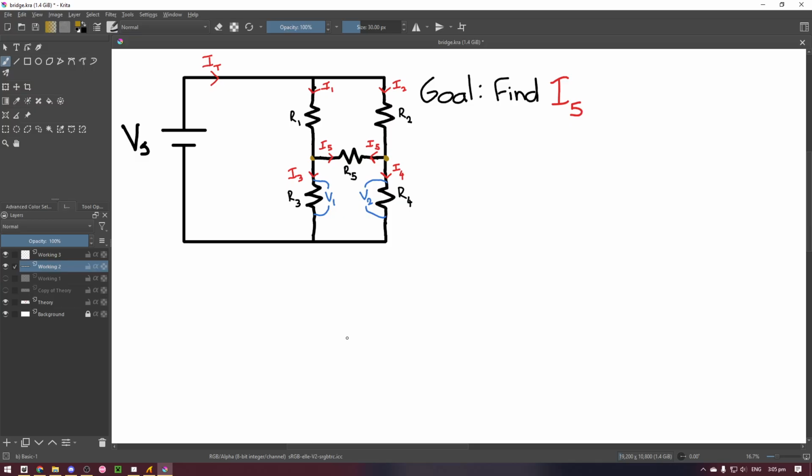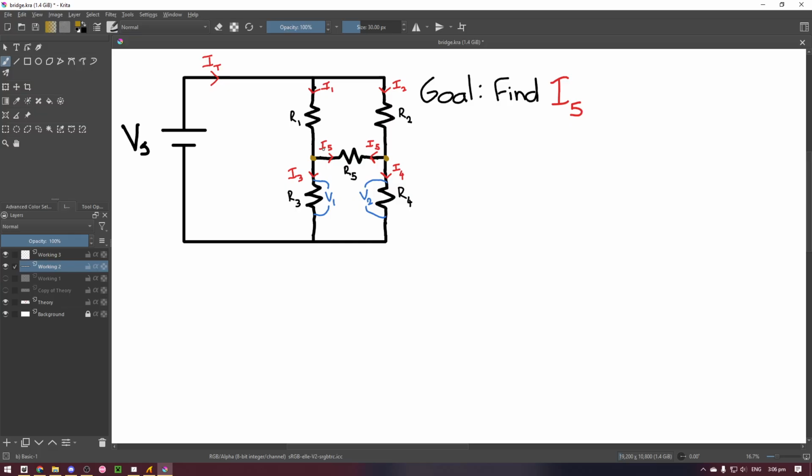The next thing to do is to label the currents, which I've already done. We have the total current coming from the voltage source. It splits out into I1 going through resistor 1 and I2 going through resistor 2. And at these nodes, each of I1 and I2 split into I3 going through resistor 3, I4 going through resistor 4, and then both split into R5.